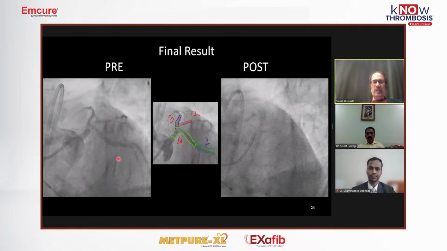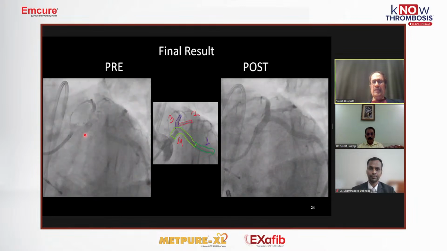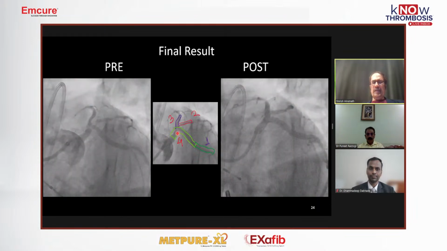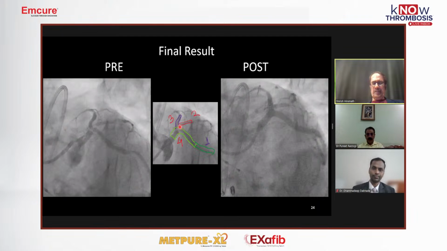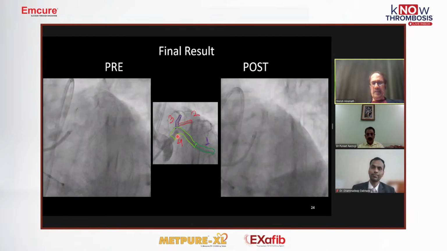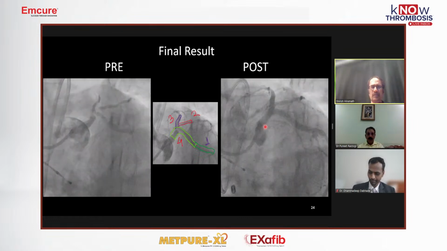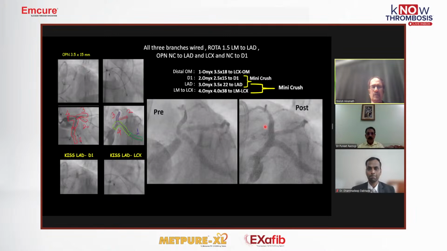So this is the pre trifurcation at the distal end of the left main. This is the lie of the 3 stents, the mini crush technique. And this is the contrast, taking good flow, all the vessels on the left side. See, the case is very important. So this is actually a kiss between LAD and D1, and this is a kiss between LAD and circumflex.